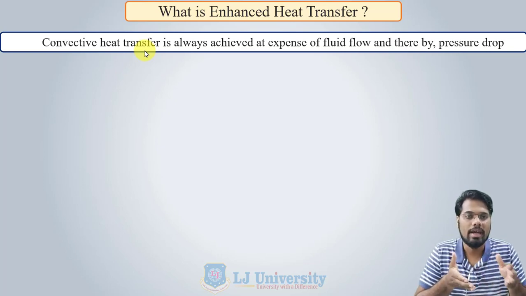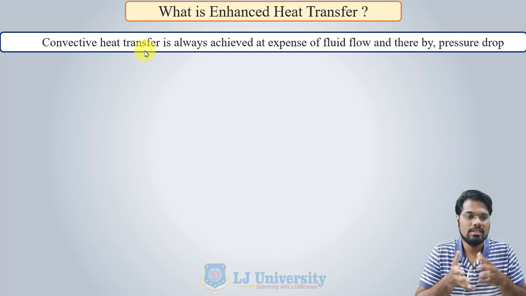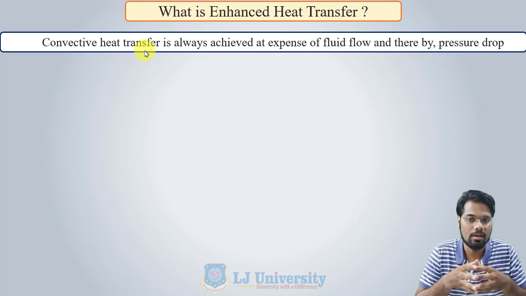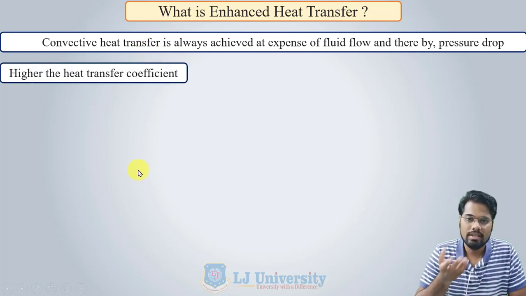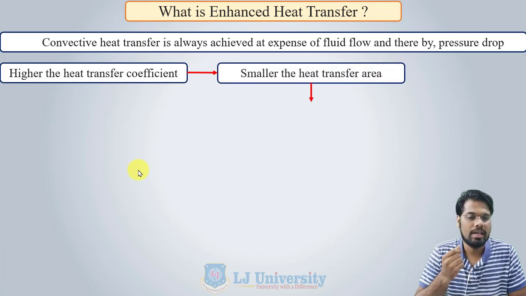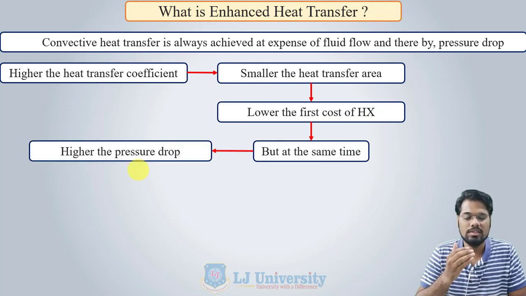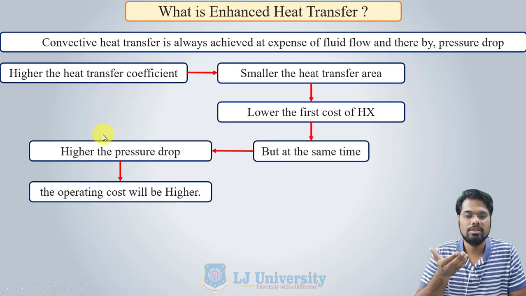And we can increase the value of h by increasing the velocity. But increasing the velocity results in pressure drop, and a larger pressure drop creates a requirement for higher pumping power, which indirectly increases the capital cost. So the higher the heat transfer coefficient, the smaller the heat transfer area required and the lower the first cost of the heat exchanger, but at the same time, as we have just discussed, higher fluid velocity increases the pressure drop, which results in higher operating cost.